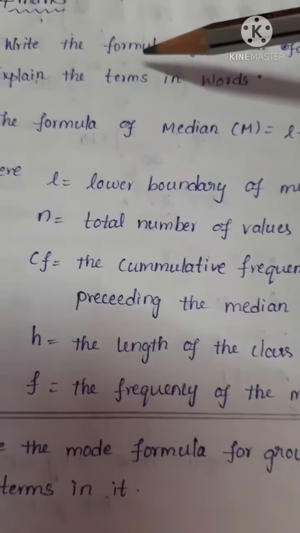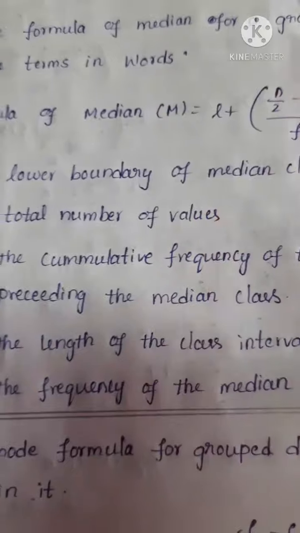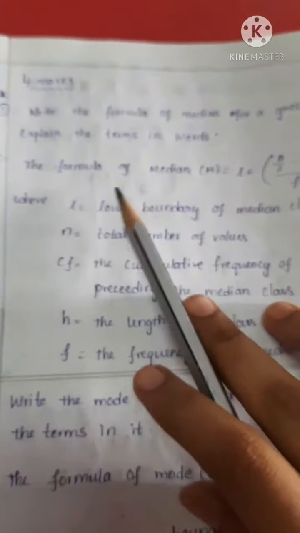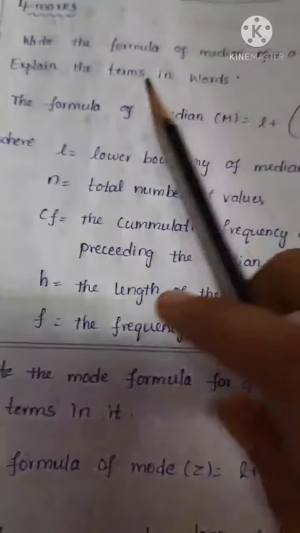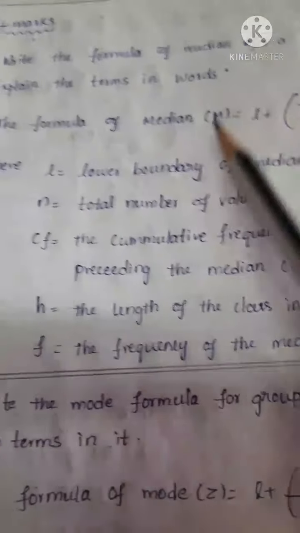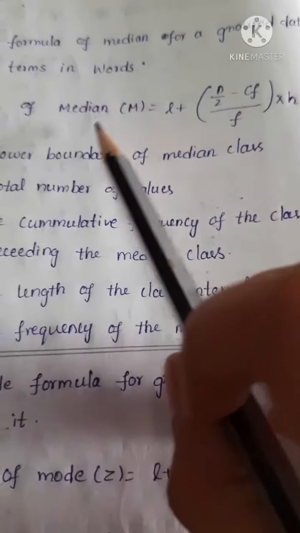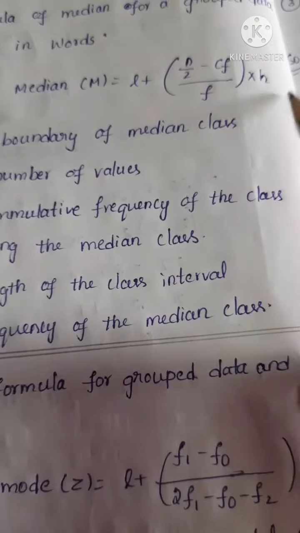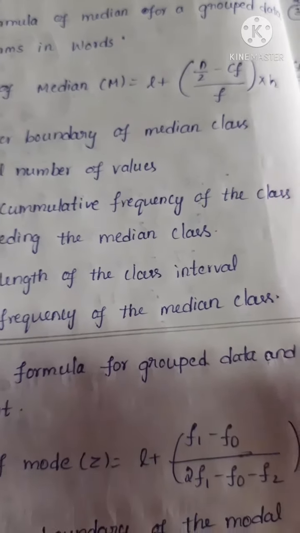Hi children, now we will discuss the median. First, write the formula of the median for grouped data and explain the terms in words. See the formula of median for grouped data. Median M is equal to L plus (n/2 minus CF)/F into H. So, M = L + ((n/2 − CF)/F) × h.